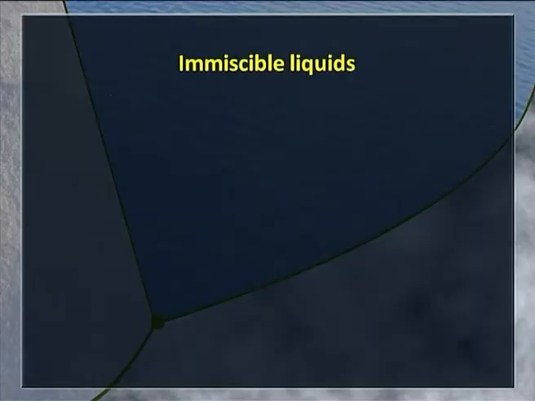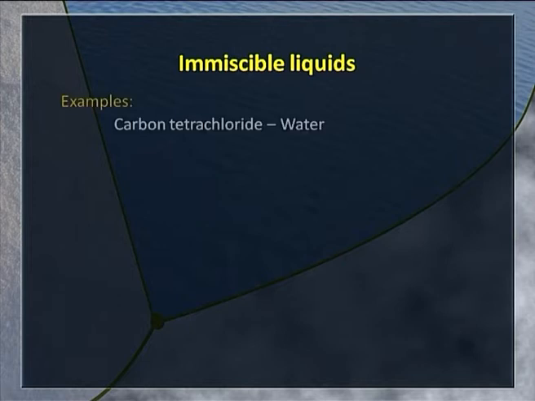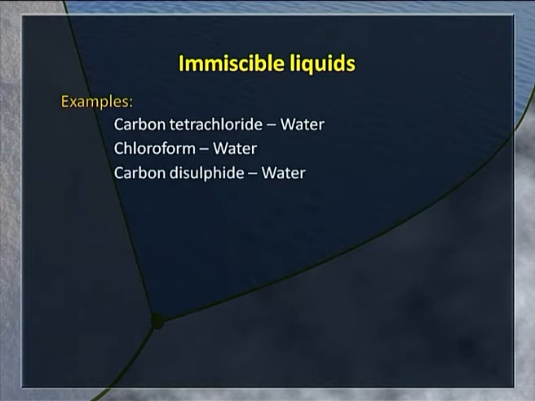Immiscible liquids. We have dealt with systems involving immiscible liquids earlier. What we have seen then is its application in steam distillation. But here we deal with these systems from another angle. Some examples of immiscible liquid pairs are carbon tetrachloride-water, chloroform-water, and carbon disulfide-water. And we also come across immiscible liquids of molten metals, molten lead and molten zinc.